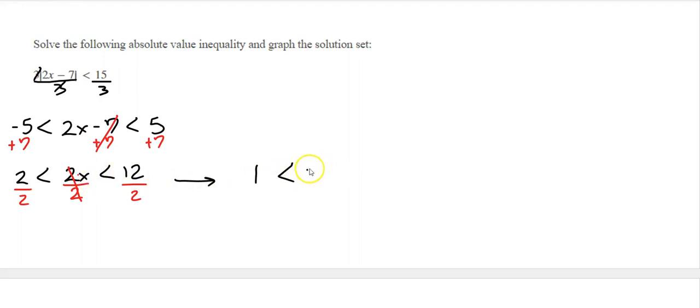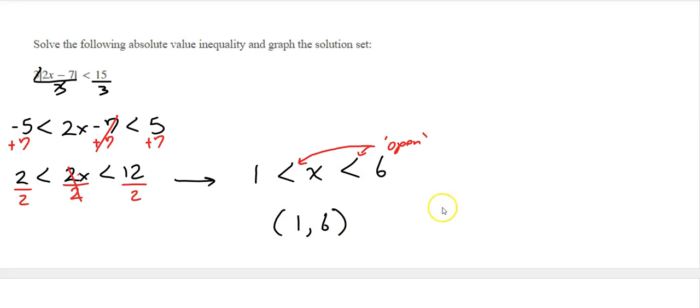That doesn't change. So that's going to reduce that 2 out and leave us with x, and then leave us with 6. Notice that here we have an open, here as well. Okay, so our interval notation would be (1, 6).